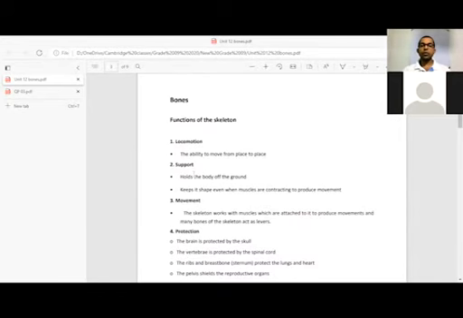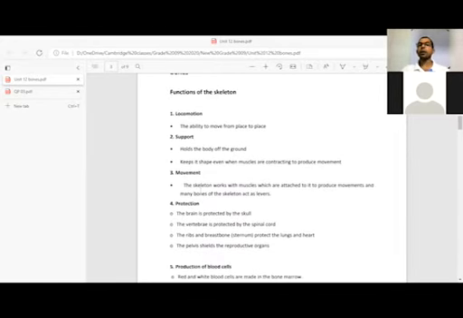So first of all, we should have the idea about what the functions of our skeletal system are. Why do we need a skeletal system? What is the importance of it? These are the things you have to mention when you are asked a question regarding the functions of the skeletal system. We have a lot of answers, but our answer should focus on these points.